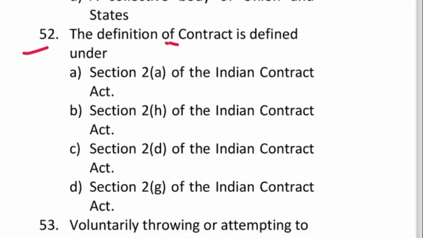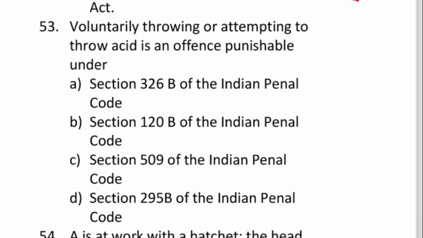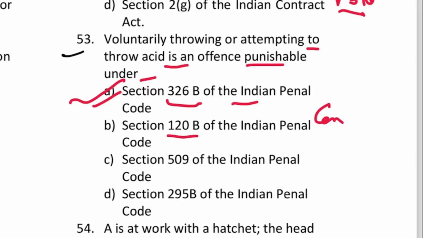Next 52. The definition of contract is defined under Section 2(h) of the Indian Contract Act. B is the answer. 2(a) में क्या है? Offer, proposal की definition है. 2(d) में क्या है? Consideration की definition है. 2(g) क्या है? Void agreement. Next 53. Voluntary throwing or attempting to throw acid is an offense punishable under section 326B of IPC. A is the answer. 120B में क्या है? Conspiracy की punishment है. 509, outraging the modesty of women है ना. 295B, it is no section.